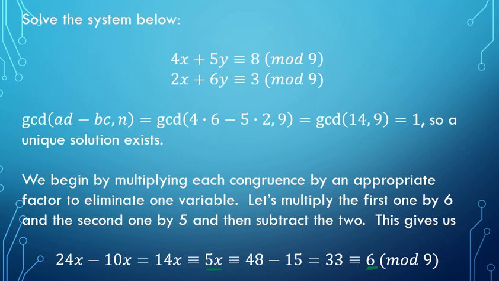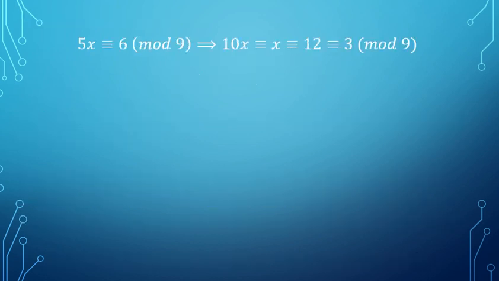It's really pretty straightforward here to solve for x. If I multiply both sides of this by 2, I get 10x, which taken mod 9 just gives me 1x, or x, is congruent to 12, but 12 mod 9 is 3. So x is congruent to 3 mod 9. So I found one of my unknown values. I found the value for my x.